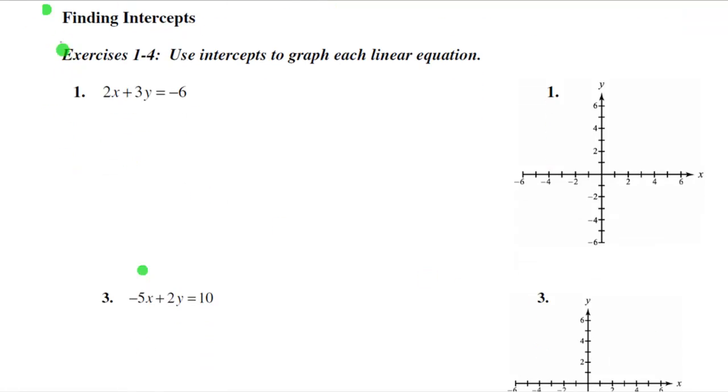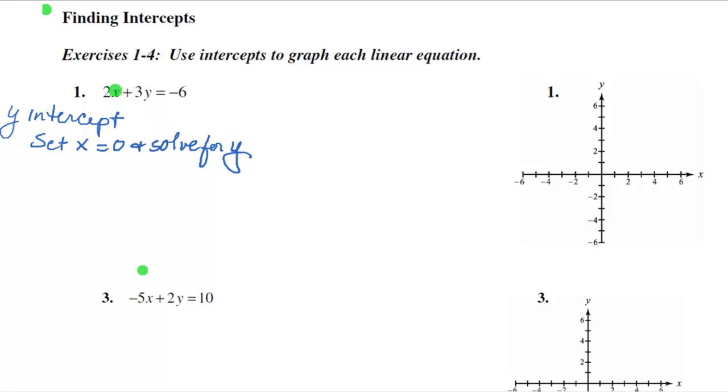Alright, so let's look at the first example, finding intercepts. We're going to use the intercepts to graph each of these two lines. So the first line, 2x plus 3y equals negative 6. And I think we should find the y-intercept first, although that's just a matter of personal choice. As you know from your notes, to find the y-intercept, we're going to set x equal to 0 in our equation and solve for y.